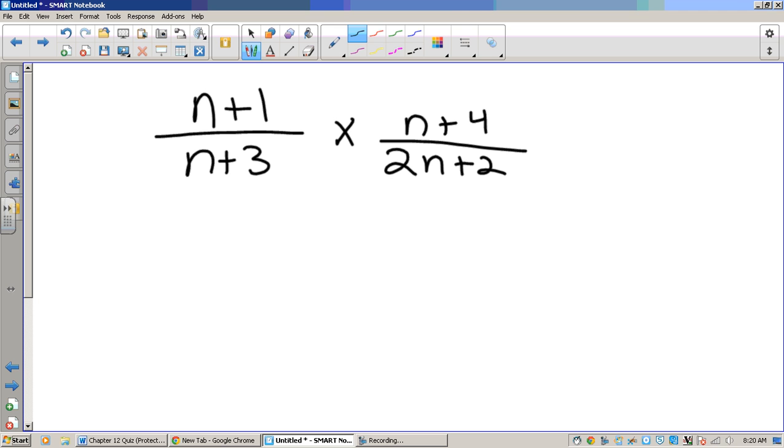What do you think I'm going to do now? I've got some binomials up there. What do you think I'm going to do now? Anyone have an idea? Brandon? What do you mean simplify? Finding the greatest common factor.